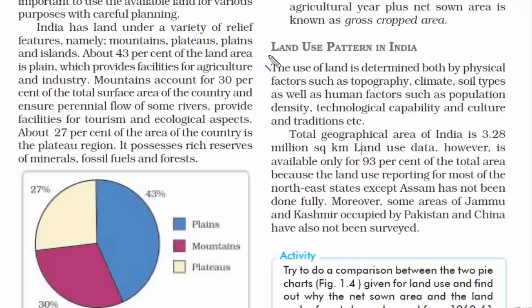Now let's read about the land use pattern in India. So the use of land is determined by both physical as well as human factors. Now physical factors are topography, climate, soil type, etc. And human factors are population density, technological capability and culture and traditions. Now there is a difference in the land in the plain area and land in the mountainous region, because the plain area is good for agriculture, and the mountainous area is not that good for agriculture because the land is not suitable.